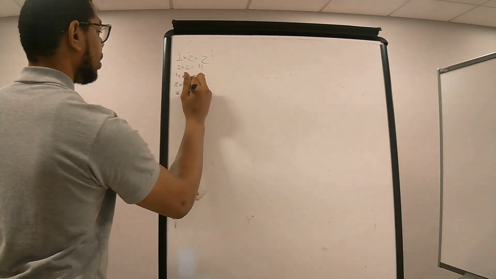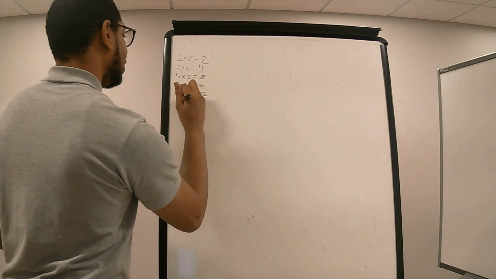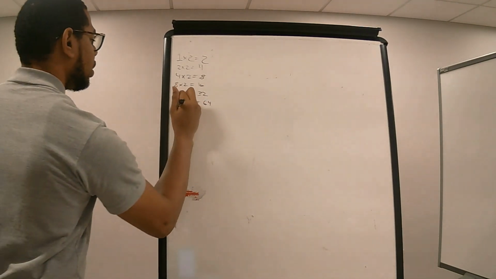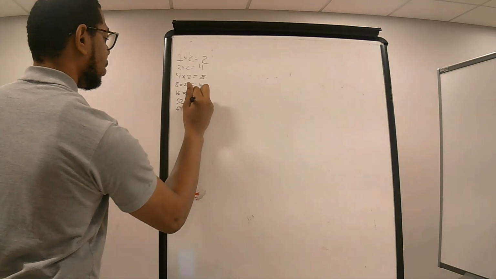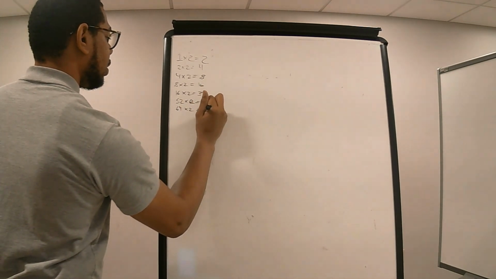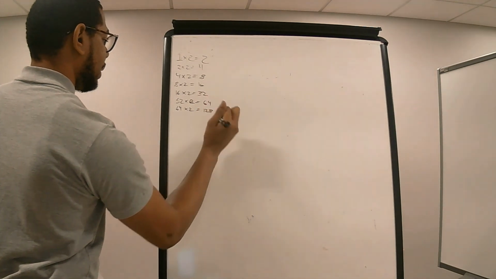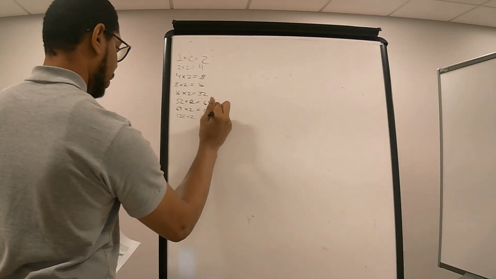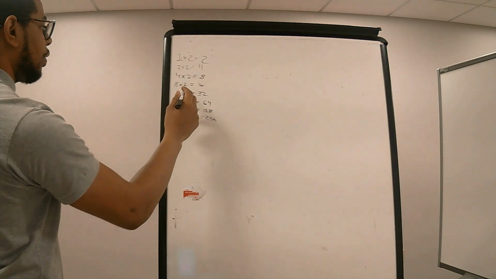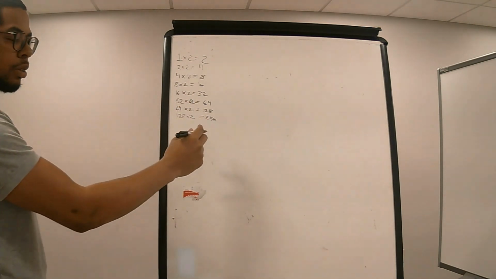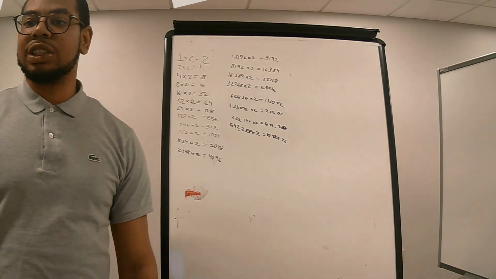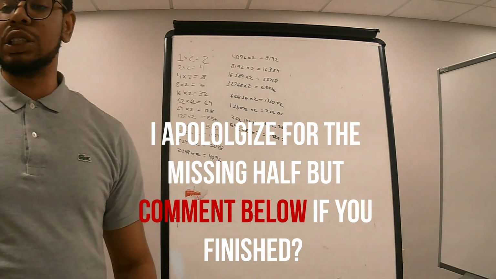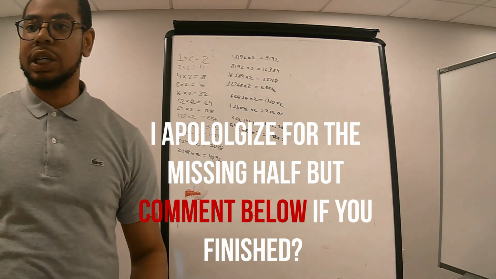16 times 2 equals 32. 32 times 2 equals 64. 64 times 2 equals 128. 128 times 2 equals 256. So we're at 1, 2, 3, 4, 5, 6, 7, 8, and we're already at 256. So if you did your divisions and did your multiplication, you should have got 20 rounds of cell division for one cell to equal 1 million cells.